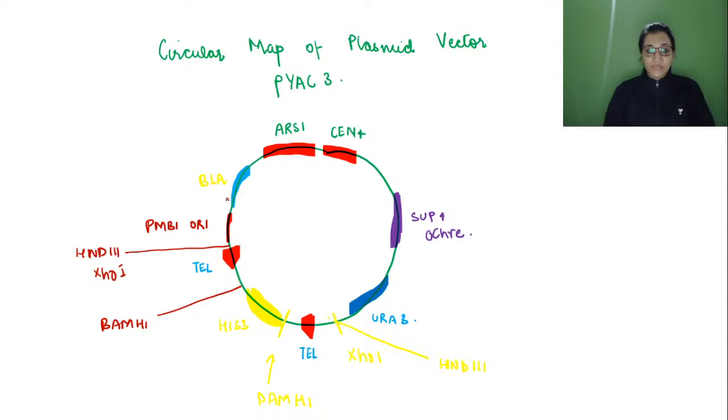So the genes are going to run in these directions. This is the whole circular map of the plasmid vector of the yeast artificial chromosome.